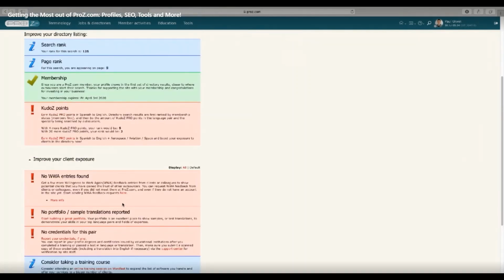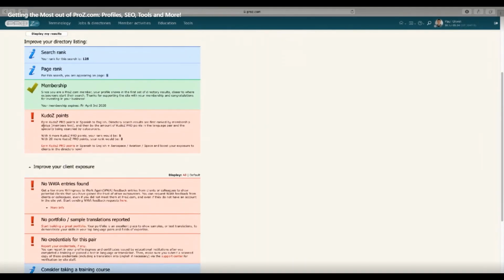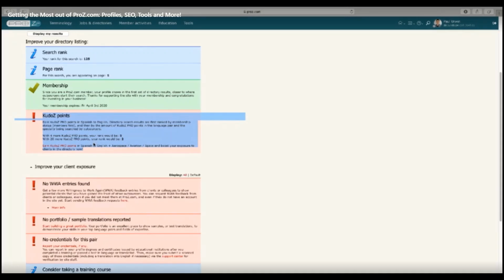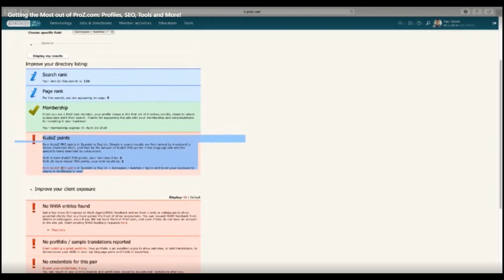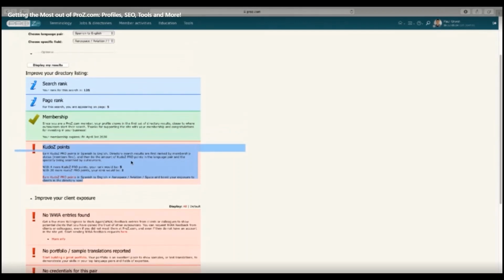And the one that I really want to highlight that's really interesting here. Look at these Kudos points. With 4 more Kudos points, your rank would be 5, and with 20 more Kudos points, your rank would be 2. So actually, not that many additional ProZ Kudos points are needed in order to vastly improve the ranking.